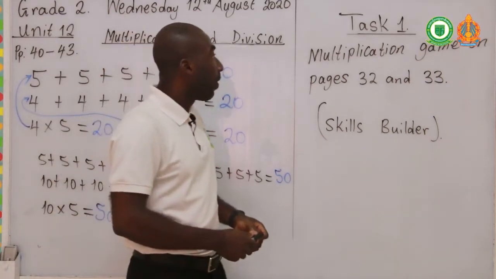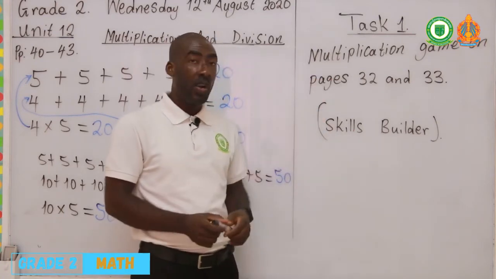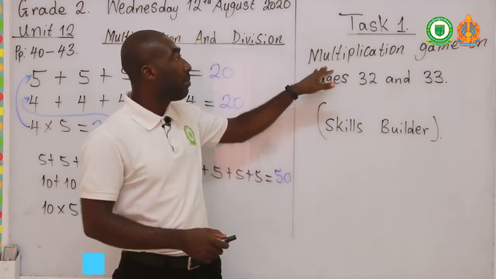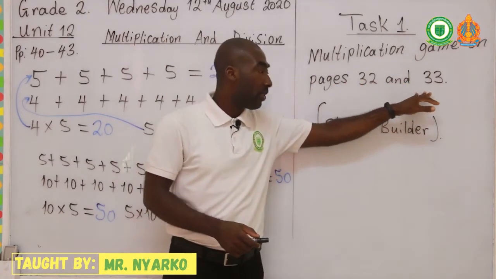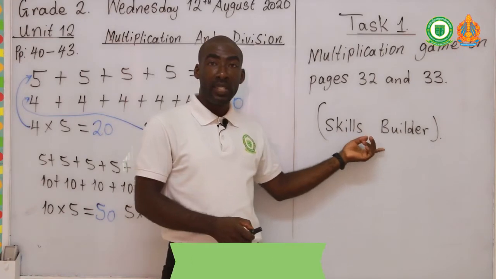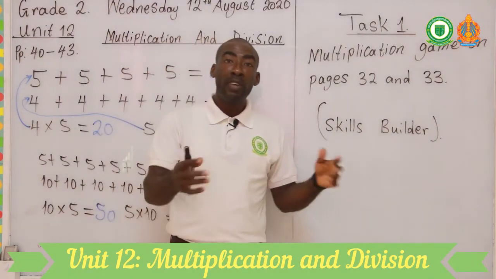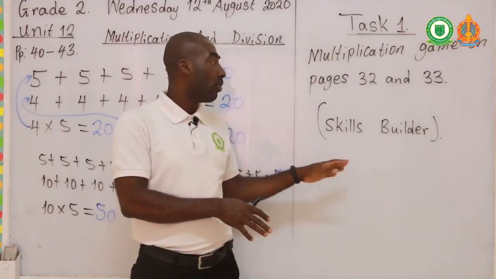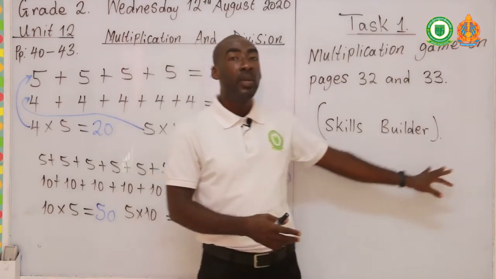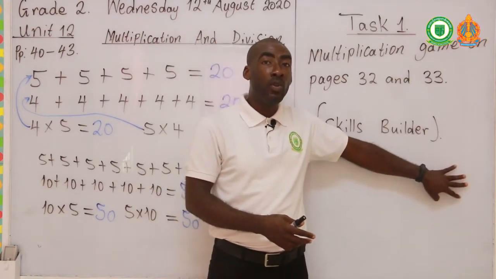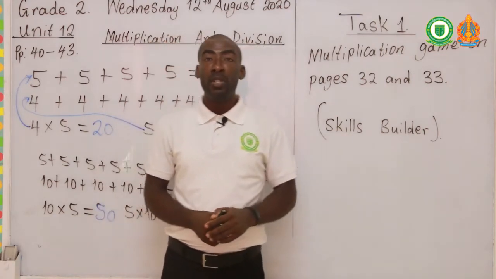Okay, so on this video we will have our first activity, that will be task 1. There is a multiplication game on pages 32 and 33 at the skills builder section of your textbook. What you're supposed to do is provide your own numbers at the player section, and then you multiply with the numbers that are over there for you to multiply. So when you do that, then you can always provide the answers.